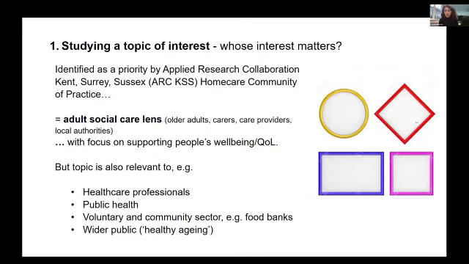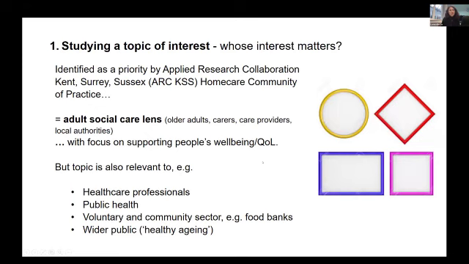So we are talking about quality of life. We are talking about food and drink needs, which is a language that is used in social care. So of course, this is a topic of interest for older adults, carers, care providers, commissioners, local authorities. But I think it's clear now that the topic is also relevant to other sectors, to other actors. So for example, healthcare professionals, GPs, dietitians. It's also about public health. It's about access to food. It's about inequalities in access to food. And it's about healthy ageing, which is a public health topic. And it's about the voluntary and community sector, thinking about Meals on Wheels, food banks. These are all services that do provide an important part of accessing food, for example, food banks and community pantries.